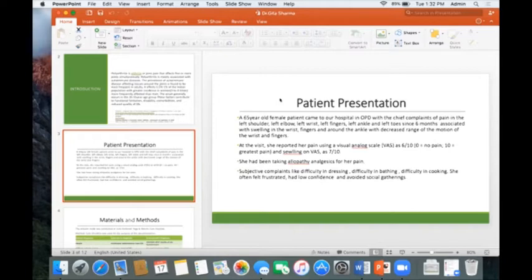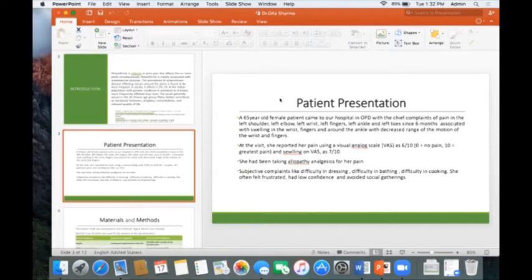Actually, she had been suffering from these problems for 6 months, and she was taking allopathic medications, analgesics and some anti-inflammatory medications. But after 3 months, as she didn't get any relief, she was only taking analgesics on and off, and she stopped all other medications.